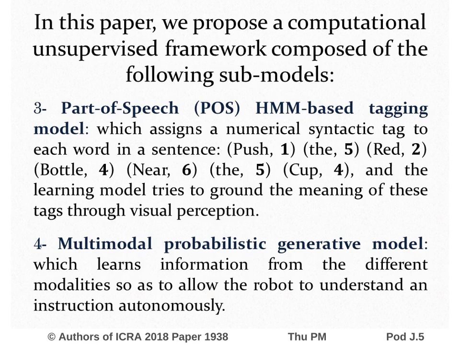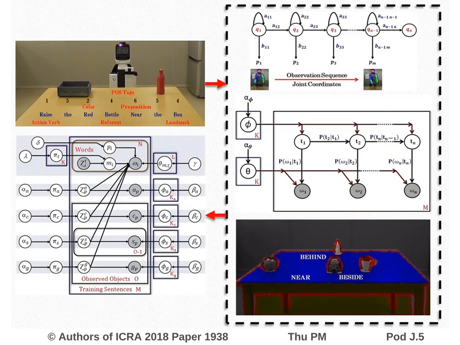A multimodal probabilistic generative model, which learns information from the different modalities so as to allow the robot to understand an instruction autonomously. This slide illustrates the different parts of the system that allow the robot to understand spatial language: the HMM-based gesture model, the HMM-based part of speech tagging model, the object segmentation model, and the probabilistic generative model composed of 4 channels.